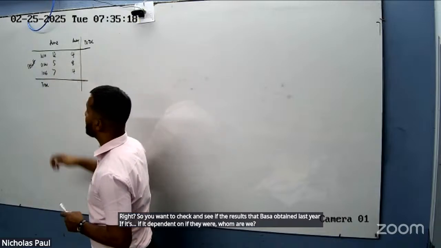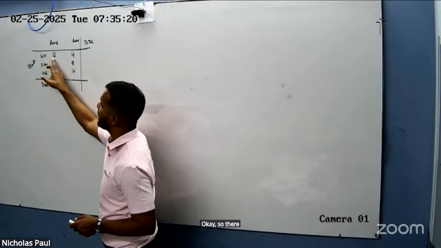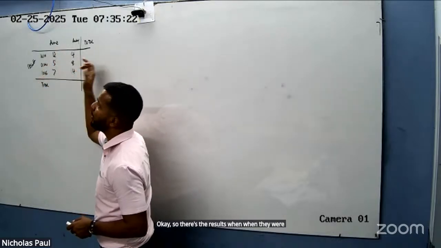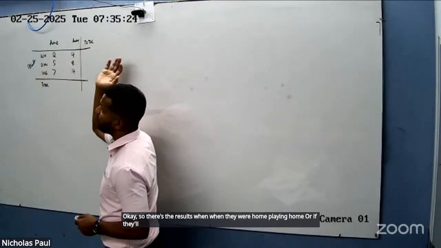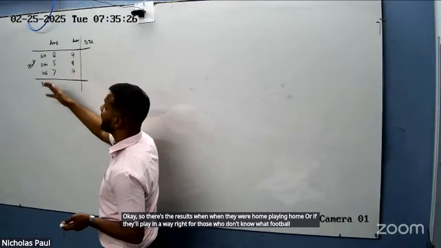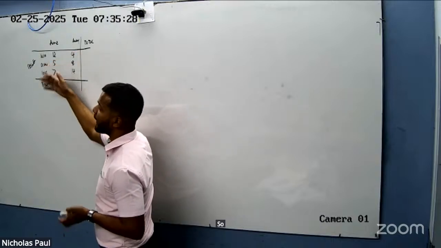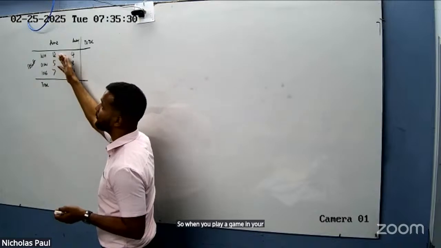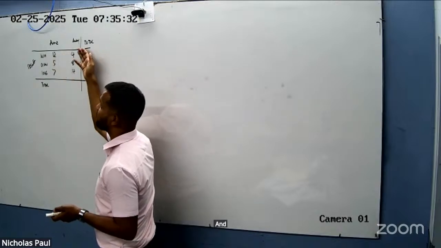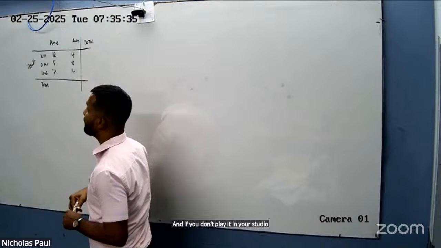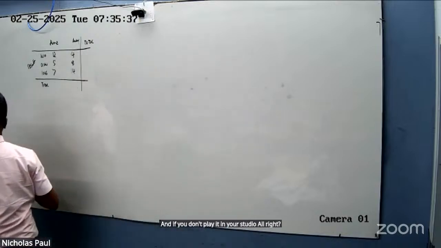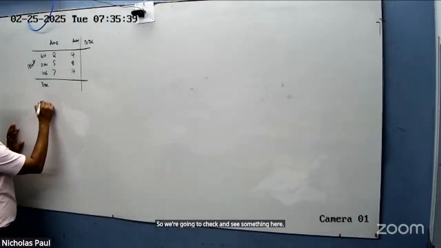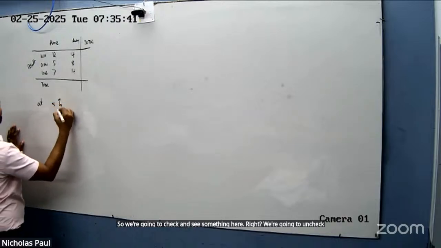Okay? So there's the results when they were playing home, or if they were playing away. Right? For those who don't know football, when they play a game in your stadium, that's called home. And if you don't play it in your stadium, it's called away. All right. So we're going to check at the 5% level.